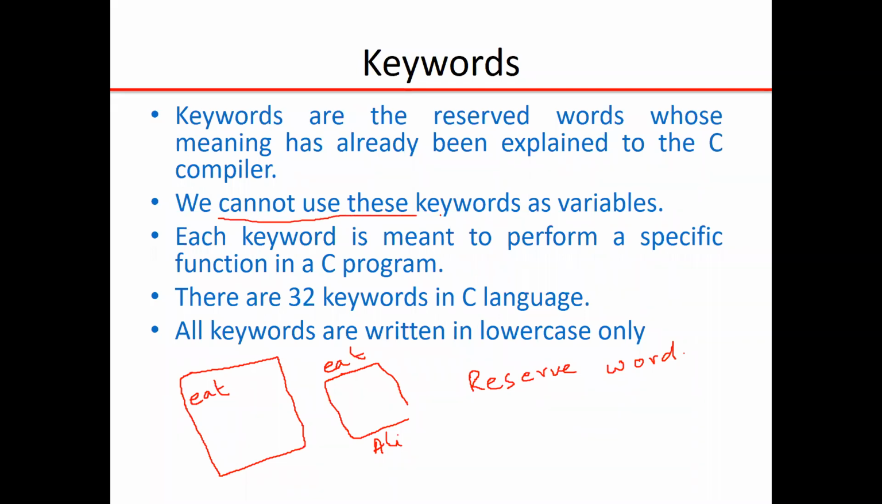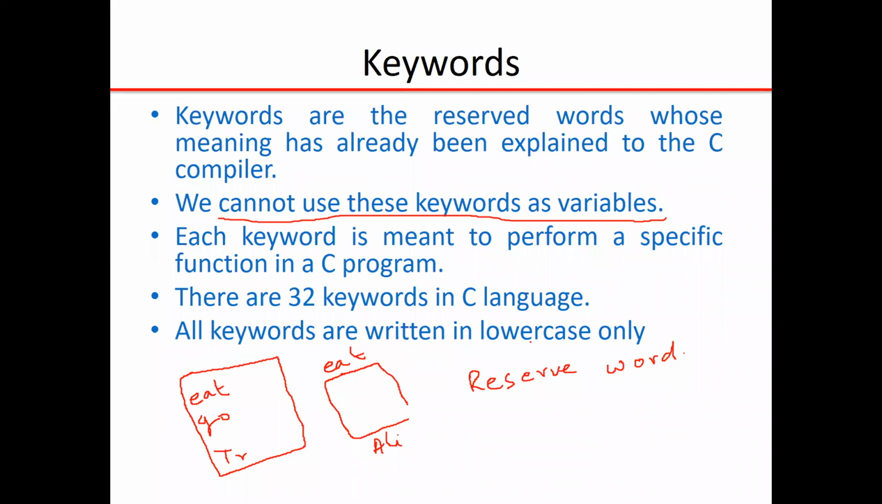So we cannot use these keywords as variables. Each keyword is meant to perform a specific function. Eat has a special meaning. Go has a special meaning. Transfer has a special meaning. In the English language, these words have specialized meaning. So the same as in C language, we have special words. These special words cannot be used as user defined words.